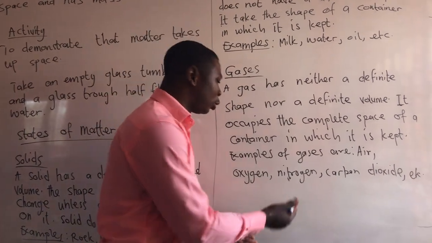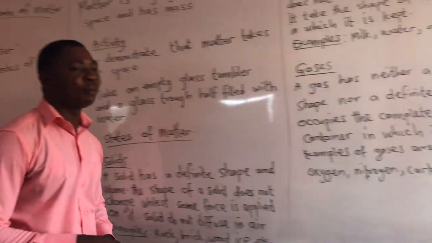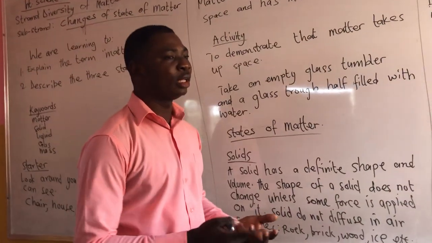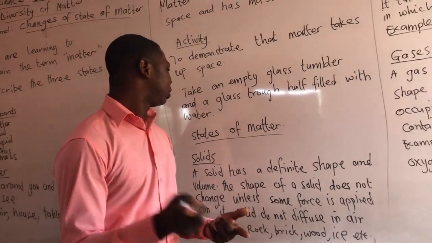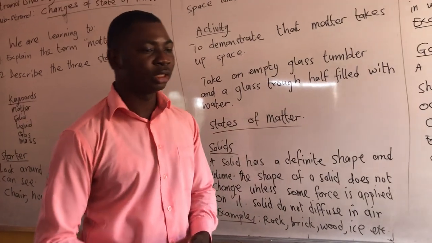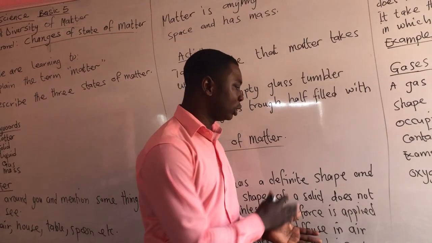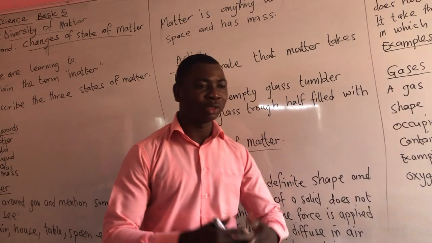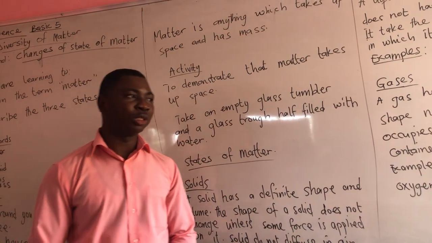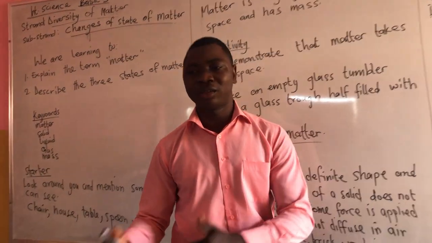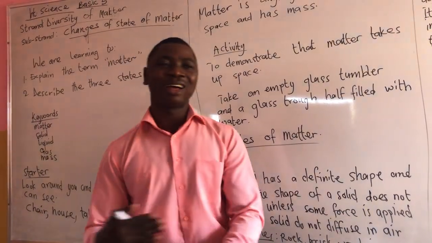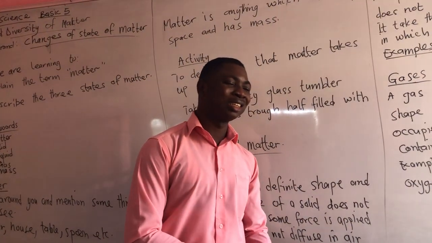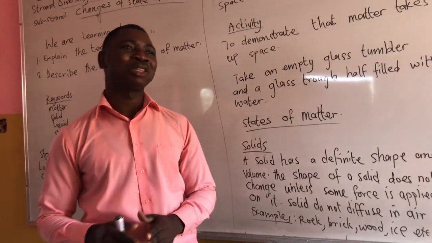Okay. So we have three main states of matter that take up space. The three main states of matter we mentioned are gases, liquids, and solids. And we have explained them. So this is how they behave. When you see them, you know that this is air, this is liquid, this is solid. Okay? So these are the three states of matter we have talked about.